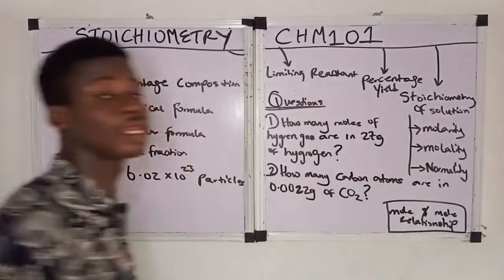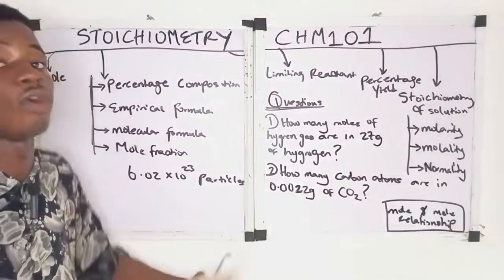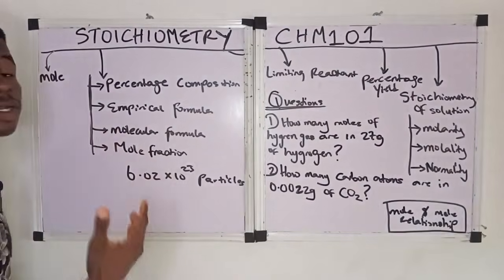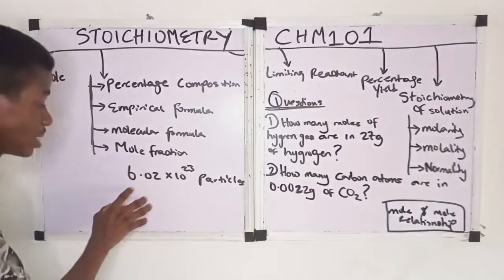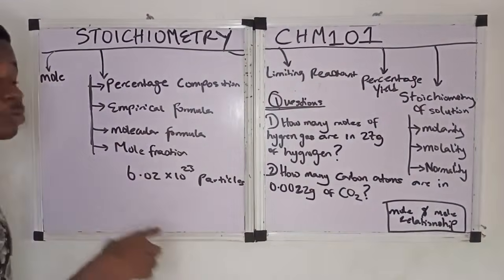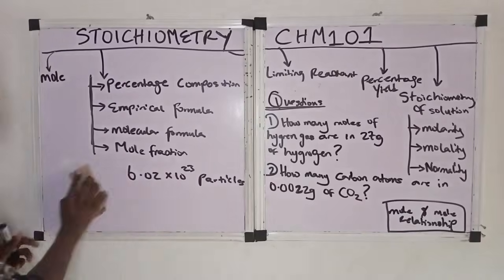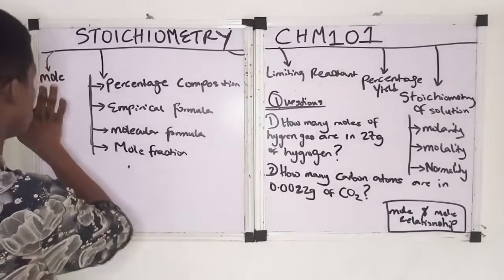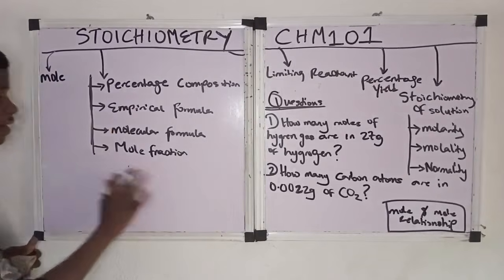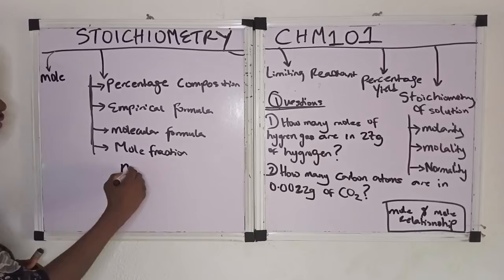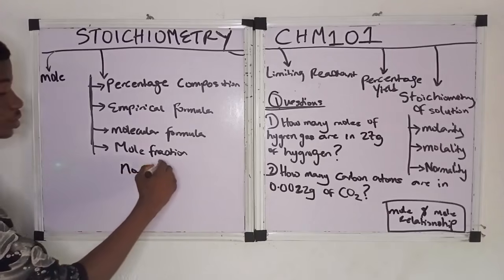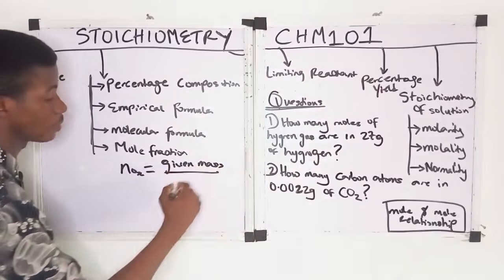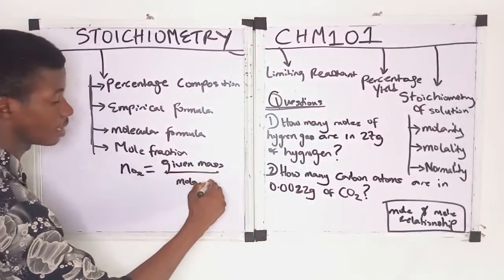Now, there are different formulas to calculate for the mole of a substance. Don't forget that the mole of a substance is that amount of that substance that contains 6.02 times 10 to the power 23 particles. The very first formula is that the number of mole of a substance usually equals the given mass of that substance divided by what? The molar mass.